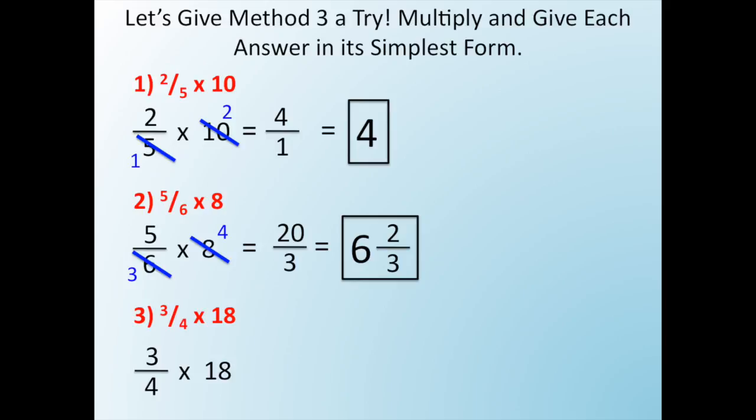All right, let's take a look at one last example. 3/4 times 18. Again, I'm going to look at my numerators and denominator and see if there's any common factor. 18 and 4 do have a common factor. They both can be divided by 2. So we're going to divide by 2 and write the other factor in its place. 18 divided by 2 is 9. 4 divided by 2 is 2. We then multiply and get 27 halves, and we then turn that into a mixed number, which is 13 and a half.